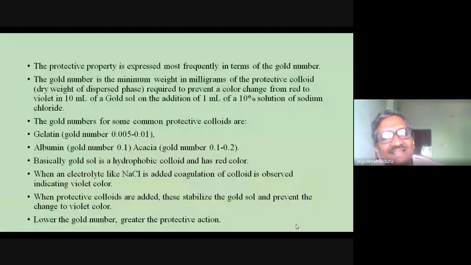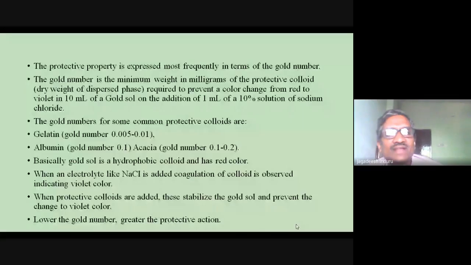If you don't add this quantity, or add less than this quantity, then what will happen? The gold will convert into violet color. Red color is converting into violet color. Similarly, you have albumin, whose gold number is 0.1. For acacia, it is 0.1 to 0.2. So depending upon the type of excipient you are adding, the gold number will vary.